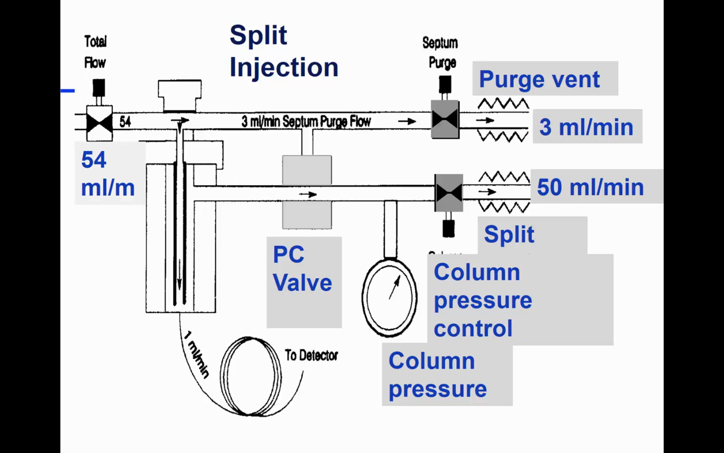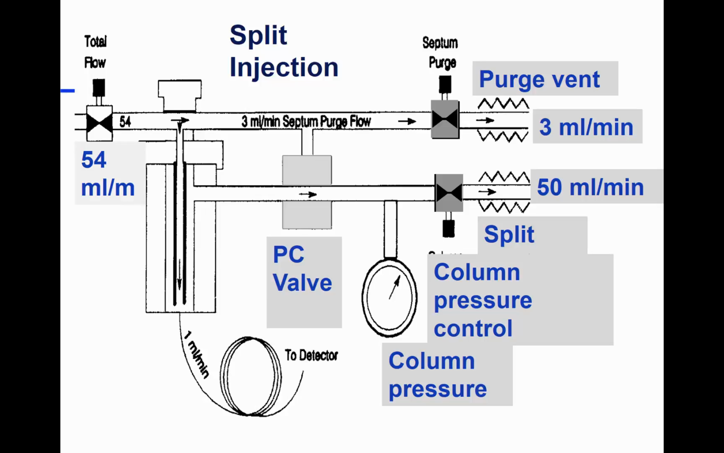And let's say we have our pressures and everything set up so we only get 1 mil per minute going through our column. That's our mobile phase flow rate. So of this 51, 1 is going here, and 50 parts are going out here into the room again. So it's a 1 to 50 split. 1/50th of what we injected down here ends up making its way onto the column, and 50 parts go out here.